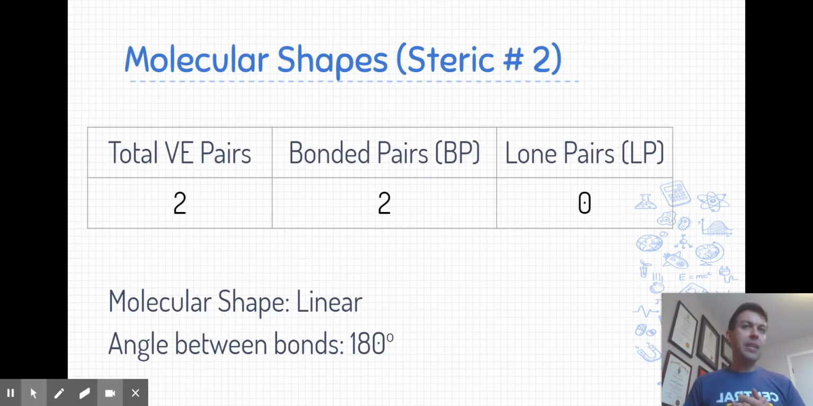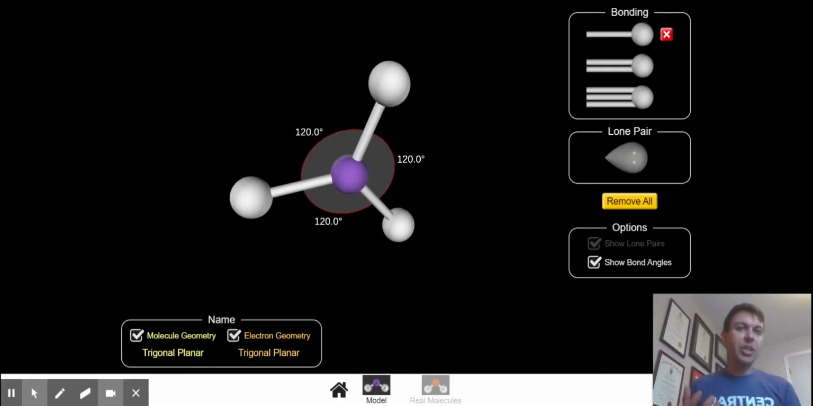When the central atom has 2 pairs of electrons, and both of those pairs are bonded pairs, the molecule shape is a linear shape. The 3 atoms that form the molecule are in a straight line, and there's 180 degrees between the bonds. For our next shape here, we are looking at 3 bonded pairs and no lone pairs.